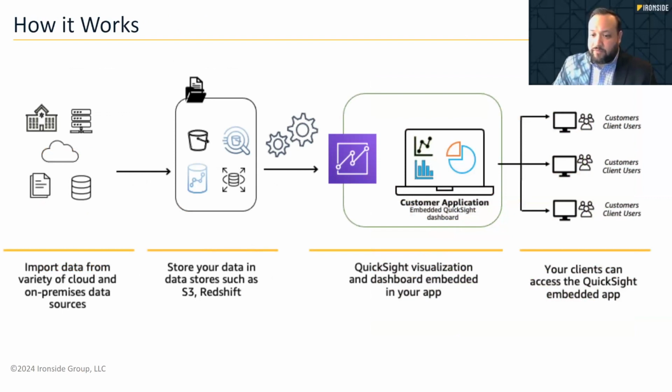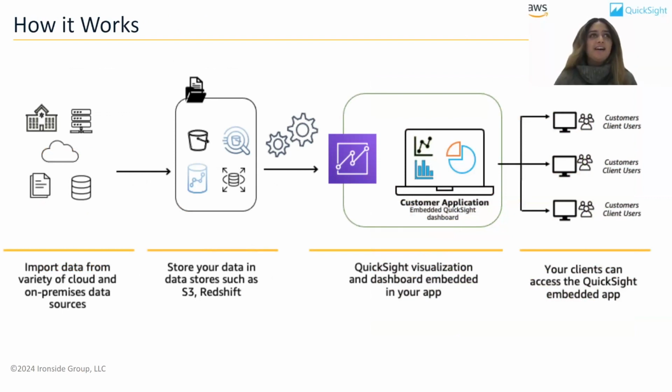Thank you. Great. Thank you so much. So how does it work? With this, what you can do is import your data. It can come from a variety of different cloud environments, as well as an on-premise source. But from there, you can store it into a data store. So for an example, what we have here is through AWS, you can utilize S3, Redshift, or even any external sources such as Snowflake. But a huge area is being able to take advantage of SPICE, which is our super-fast parallel in-memory calculation service.